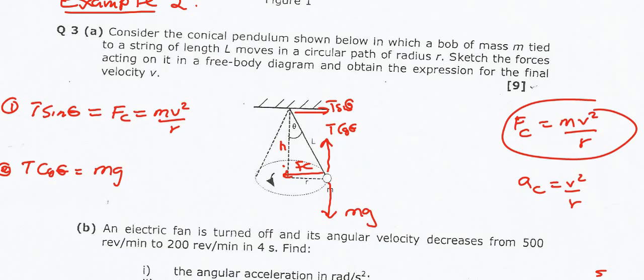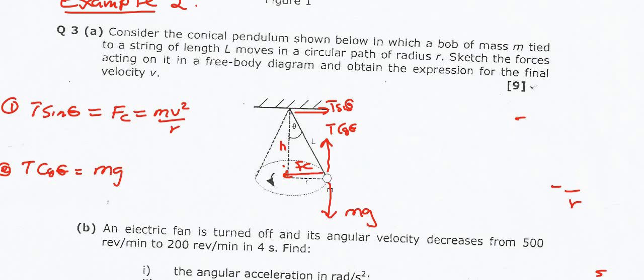And from here, we're just looking for the expression. They're saying sketch the forces acting on this, obtain the expression for the final velocity v. So which equation between these two has final velocity? To make life easy for us, because we don't have tension and we don't have any value that we can use, we divide. You've done trigonometry now. You divide the 2 equations. If I divide this and this, the tension T cancels. Sine over cos is going to be tan, right?